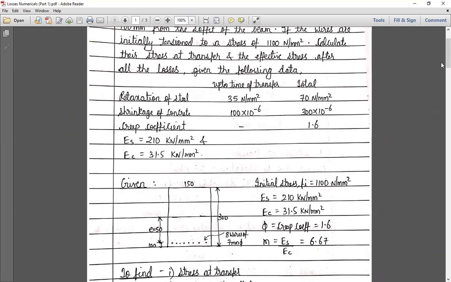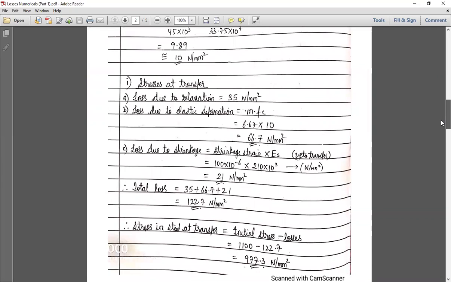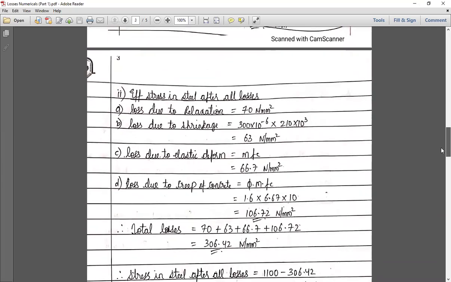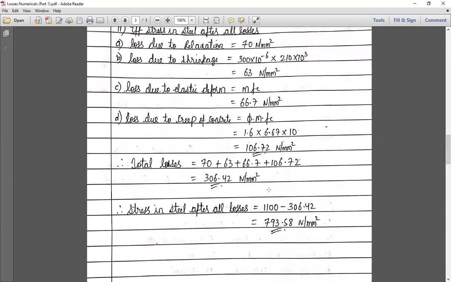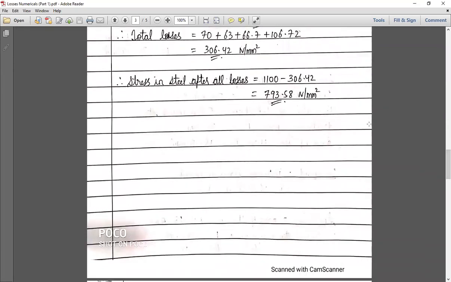So in this case we will have to find out the loss due to creep also. In the first case, we did not calculate the loss due to creep because the data was not given. Now loss due to relaxation is how much? 70. Loss due to shrinkage, same equation. Loss due to elastic deformation, m into fc. Now loss due to creep of concrete, the value of creep is given in the question, so phi into m into fc. Therefore total loss is the summation of all these losses. Now stress in steel after all the losses is total initial stress minus the losses. So this is the effective stress in steel after all the losses. That is what is asked in the question.